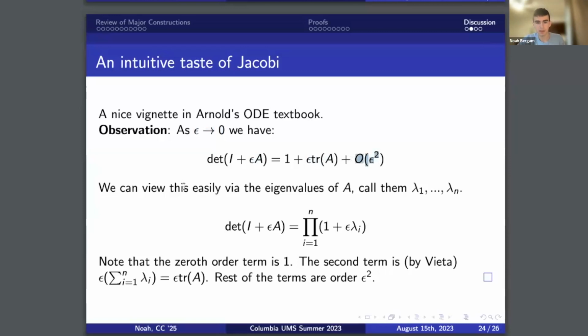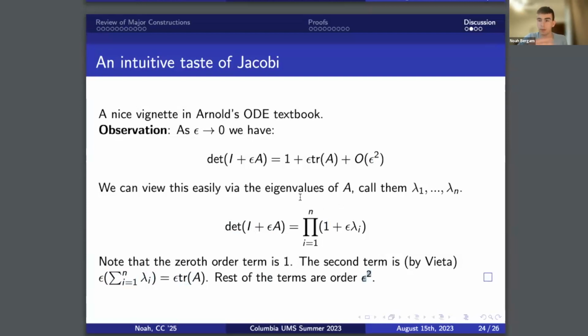We can prove this just using the eigenvalues pretty easily, right? Because the determinant of I plus epsilon A is equal to the product of 1 plus epsilon lambda i, where the lambda i are the eigenvalues of this matrix. Then you note that the zeroth order term is just 1, applying 1 on each product. And the second term is the sum of all the eigenvalues, which is the trace, times epsilon. So that's where this linear term in the trace is coming from. And everything else is epsilon squared, so it's smaller.